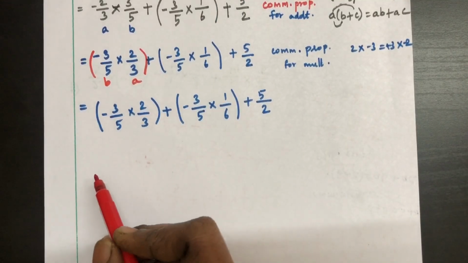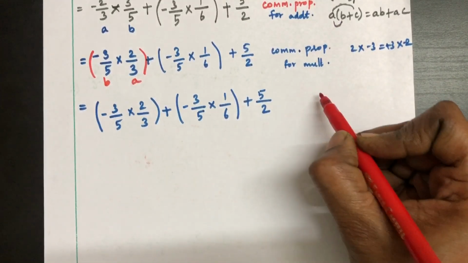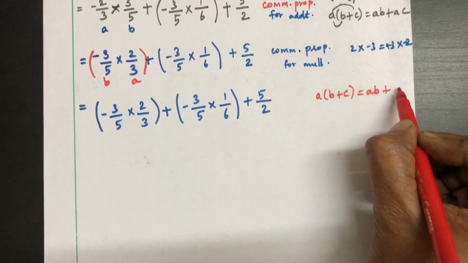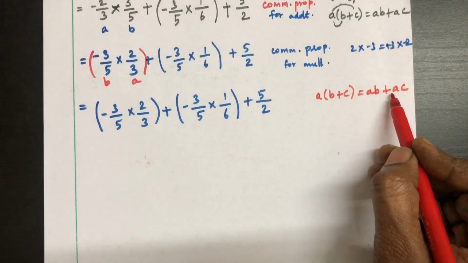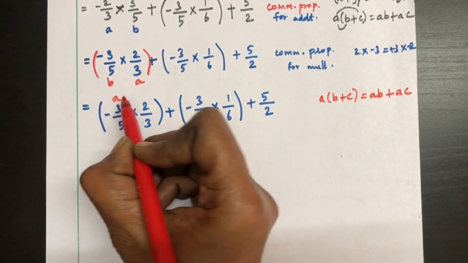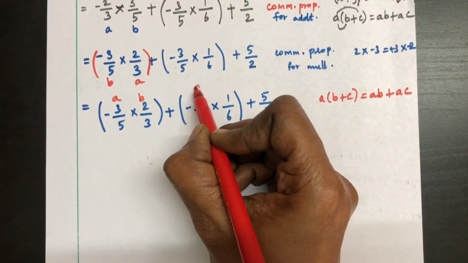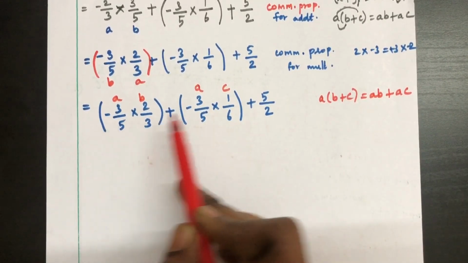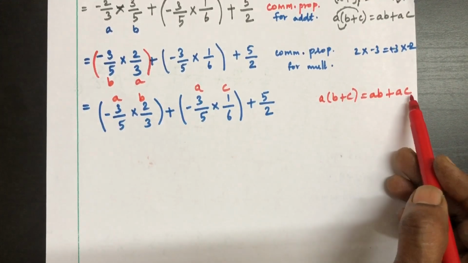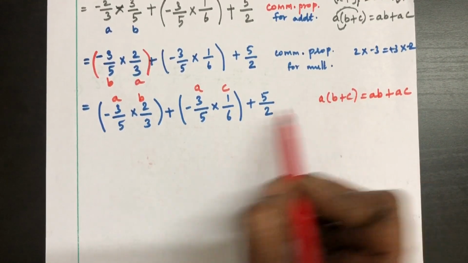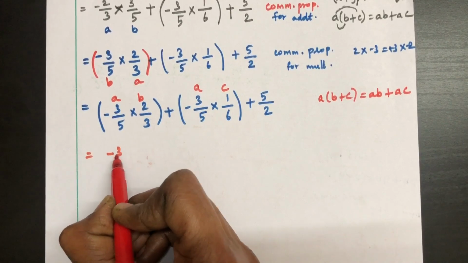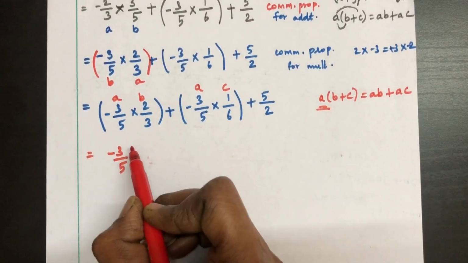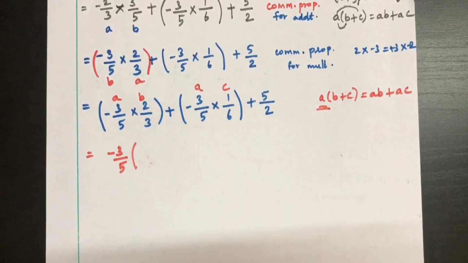Okay. Now see here. This is nothing but A into B plus C is equal to AB plus AC form. It is in AB plus AC form. That means take this as A and this is B, and take this as A and C. See, A is common, minus 3 by 5 in both the terms. So we are going to collect A outside. So minus 3 by 5 will come outside like this, minus 3 by 5. So the inner terms are B plus C alone.